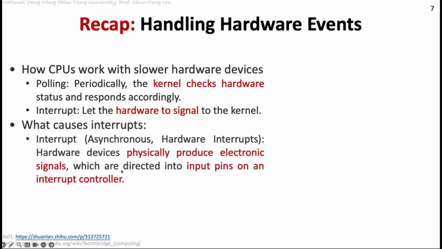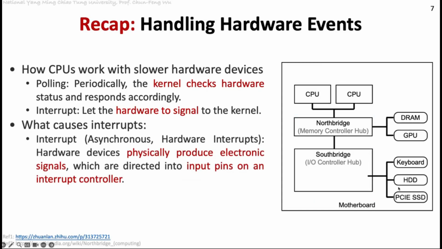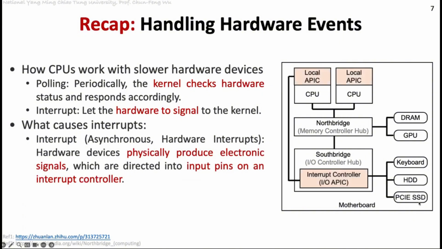We talked about how interrupts are called: the hardware device will physically produce electronic signals to the CPU, so the CPU can directly get the information. We also showed an example: there is a motherboard with a north bridge and a south bridge, and usually the south bridge is connected to several slower hardware devices like keyboard, hard disk drive, and PCI SSD. When doing an interrupt, the keyboard, hard disk drive, and PCI SSD send an electronic signal to the CPU, so the CPU can know which device is interrupting it.